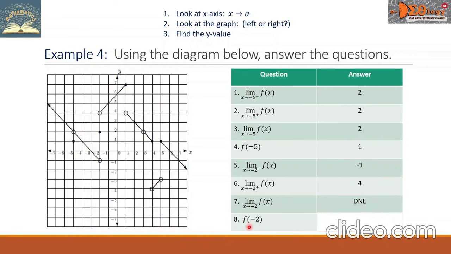Problem 8. F of -2. This means what is the exact y value of the function when x equals -2. So on the graph, the -2 is here. Here we can see a solid dot. That is a point, and the y value is 2. So we write here 2.